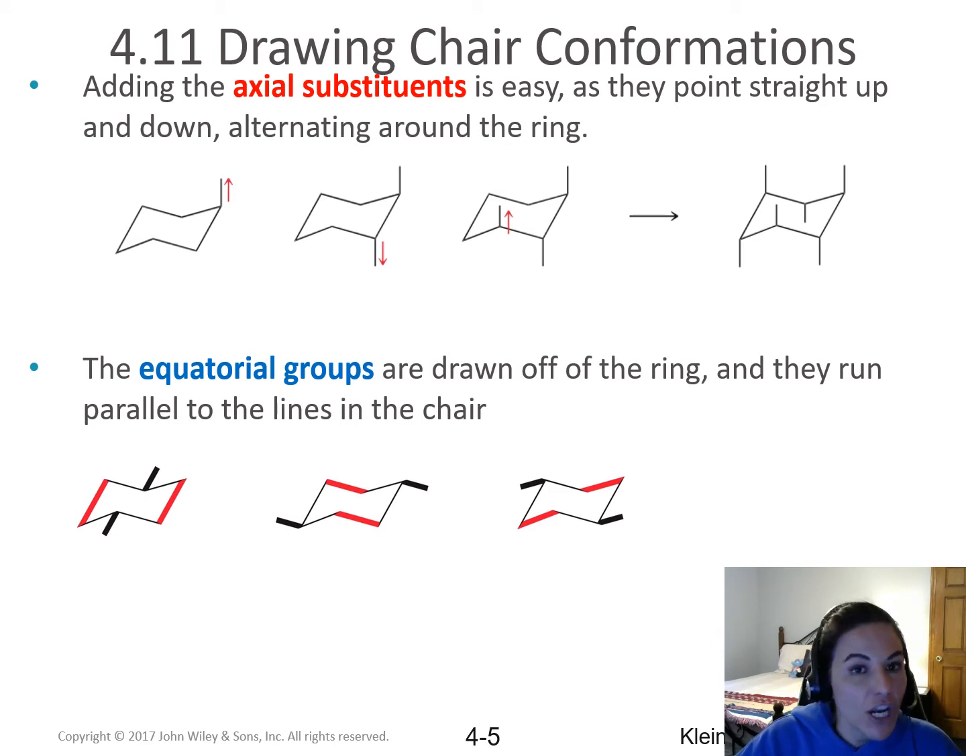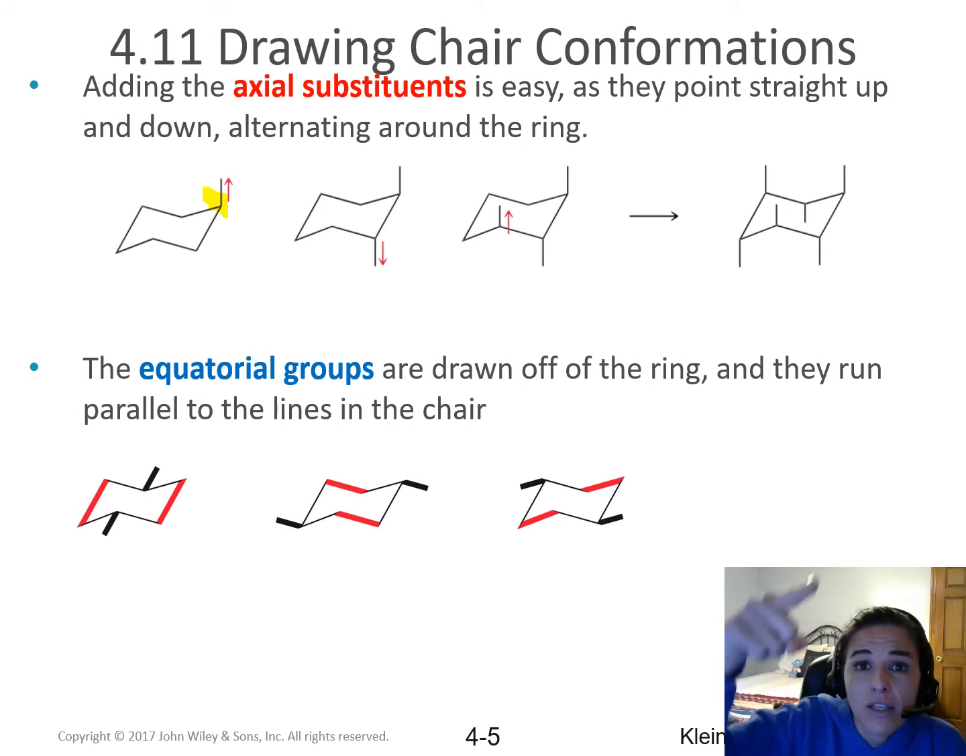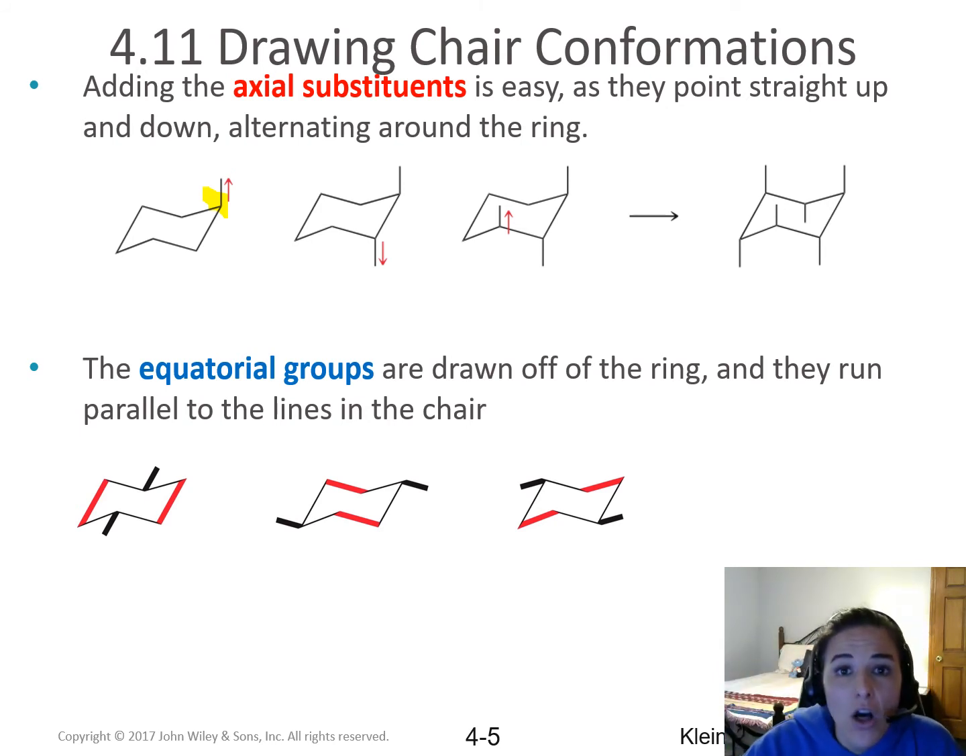Generally, we always start with the top right-hand carbon and draw a line pointing up. Then simply go around the ring and draw lines pointing down and up, alternating all the way around the ring, as you can see was done in this example. The second bond you're drawing is the equatorial bonds, and this is a little bit more complex. In the equatorial group, you are drawing the line going off of the ring, away from the ring, and they run parallel to the lines of the chair.